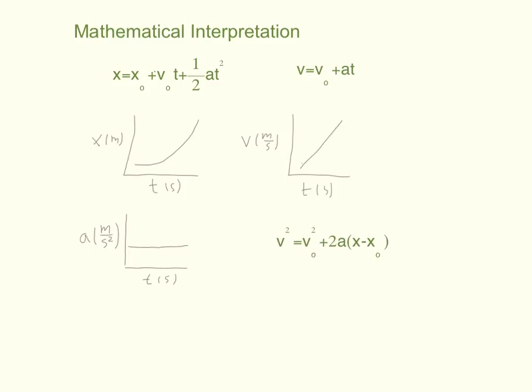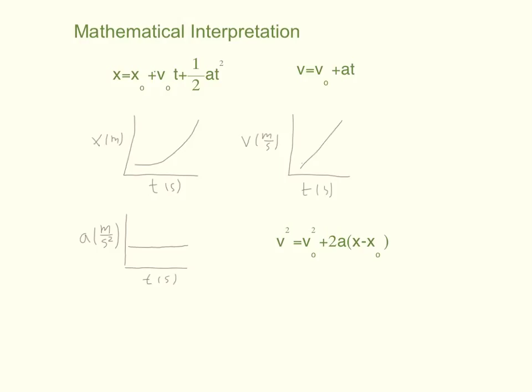Alright, the last thing I want to point out to you happens to be this little equation down here. This is what's called the time-independent equation. And basically what you do is you solve for time in one of these two equations up here, and then plug that solution into the other equation. And this is what you're left with.